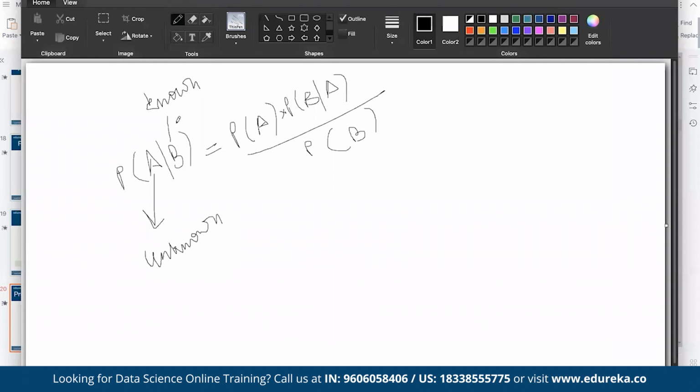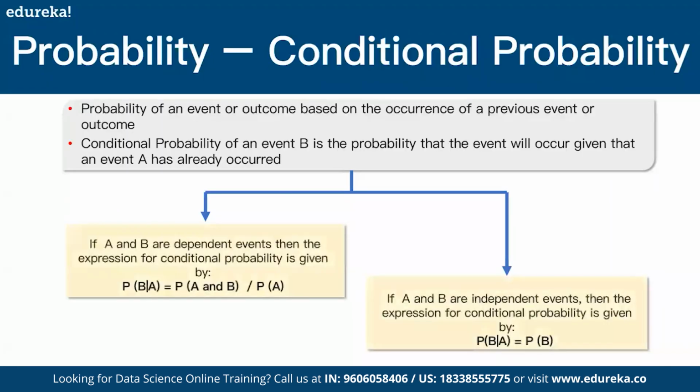probability of a known event and we want to find the probability of an unknown event, right? And in machine learning terminology, this algorithm is known as Gaussian NB, naive Bayes. So conditional probability is the probability of an event outcome based on the occurrence of a previous event or outcome. So when something has happened, what is the outcome of the next event? We call it conditional probability.